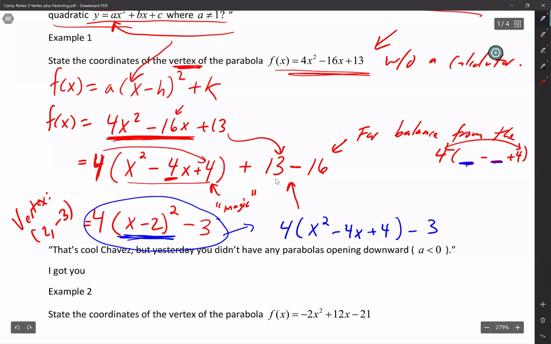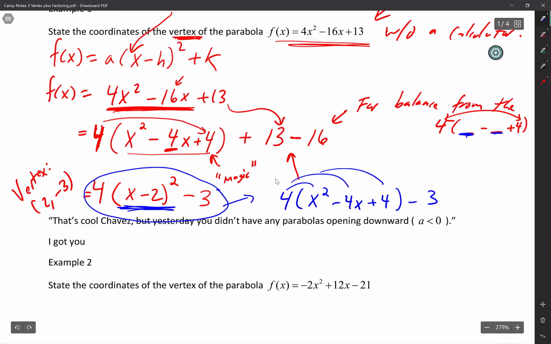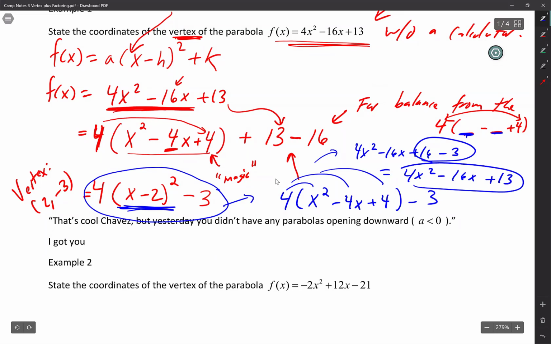Minus 3. So now let's go ahead and distribute. When I do that, I'm going to write it up here, guys. I have 4x squared minus 16x plus 16 minus 3. Look what happens right here. 16 minus 3, so 4x squared minus 16x plus 13. That is the same, guys. 4x squared minus 16x plus 13. It's the same. So now you can see why it works.